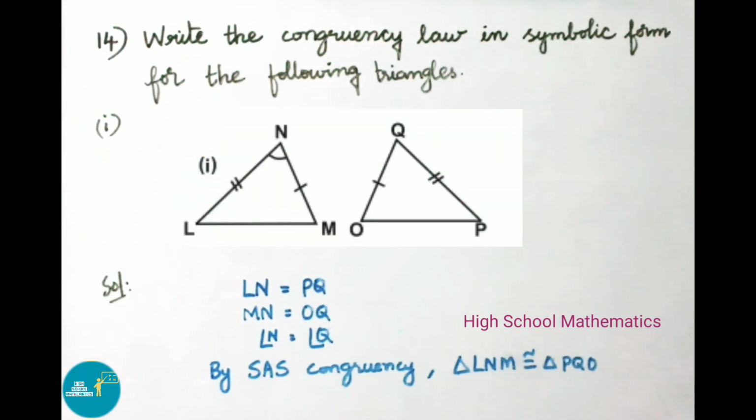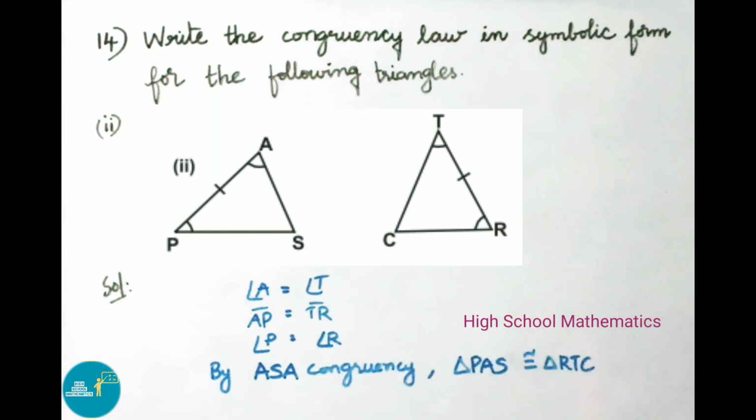See now question number 14. Write the congruency law in symbolic form for the following triangles. Observe figure 1. Here two triangles are given. If you observe the triangles, side LN is equal to PQ. Next, side MN is equal to OQ and angle N equals angle Q. Here two sides are equal and one angle is equal. Therefore it is SAS congruency. So by SAS congruency, triangle LNM is congruent to triangle PQO.